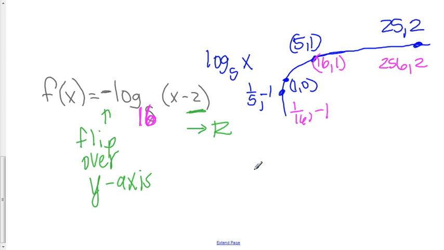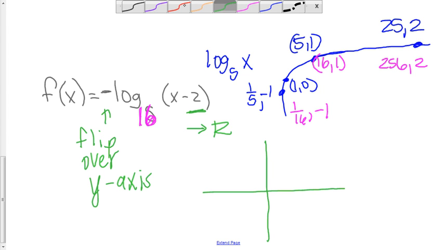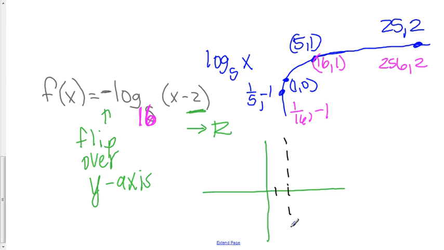So in our graph, instead of our asymptote being at 0, it's going to be to the right 2. Instead of it crossing at (1, 0), like it usually does, it's going to be shifted to the right 2. So it is going to cross at (3, 0).